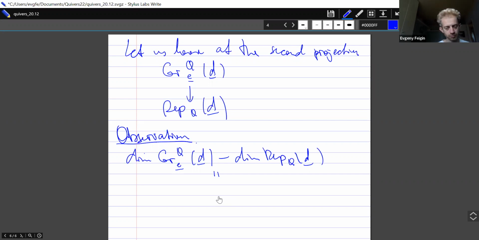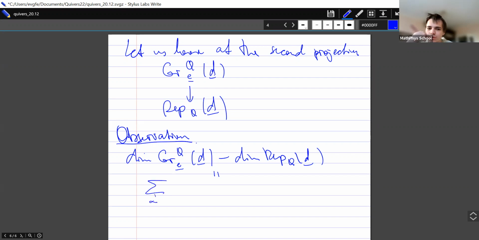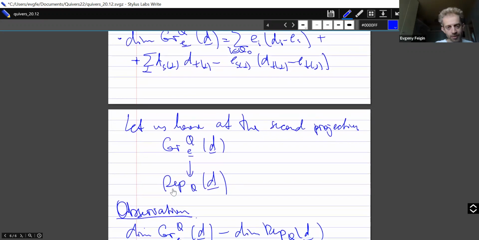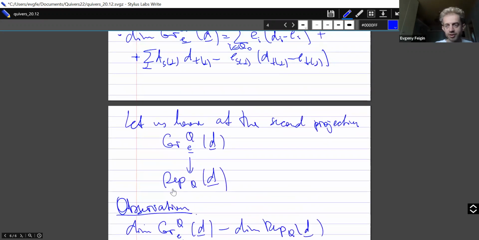Sorry, in representations we don't have a quotient by GL, or we have? No, we don't. This is just an affine space, just a direct sum of spaces. Then this dimension is just the sum over edges, d_t(alpha), d_s(alpha), and this will cancel one term in the dimension of the universal Grassmannian. So that's true. This is the term, right?